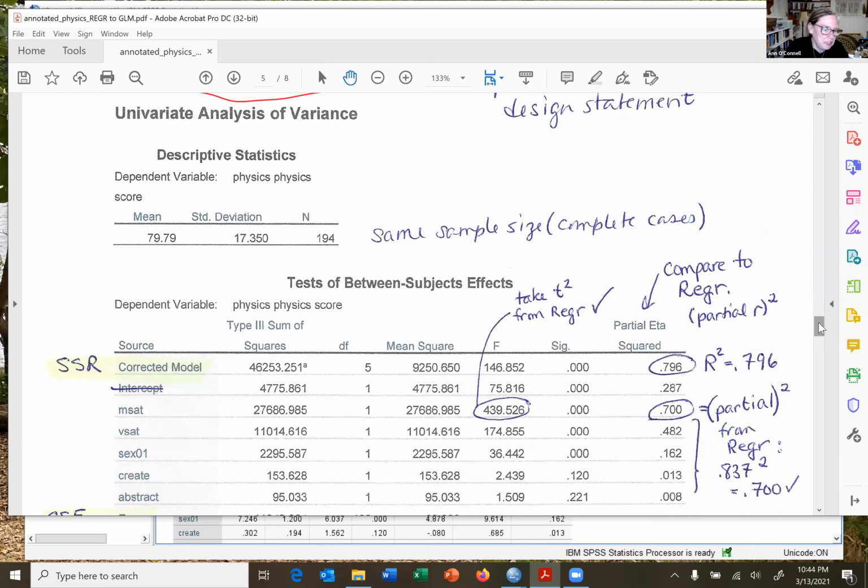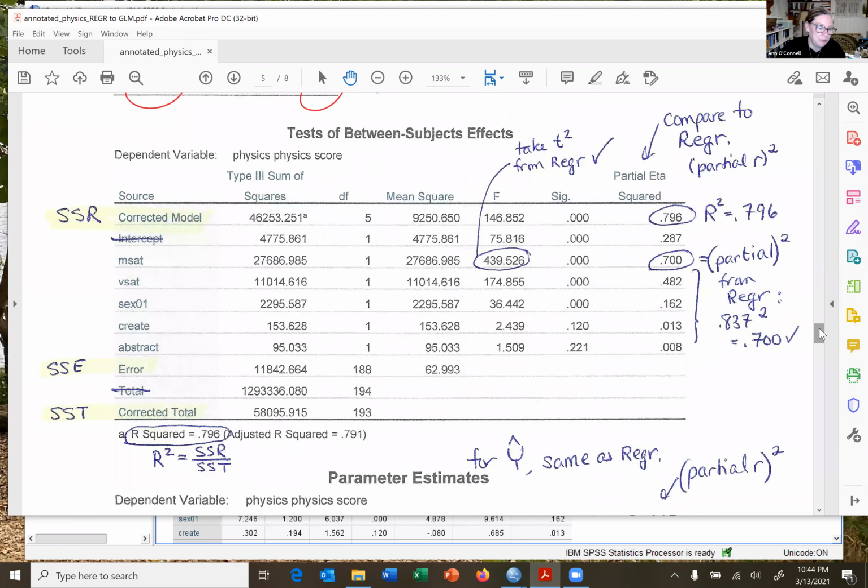Now, the first thing we see is that we get a mean for our physics variable. It's the same as what we saw before, 194 complete cases in our analysis. So now we get our ANOVA table. This is actually what we might refer to as an expanded ANOVA table.